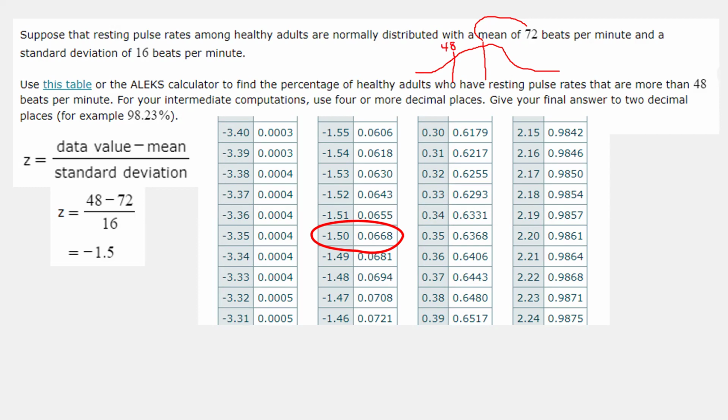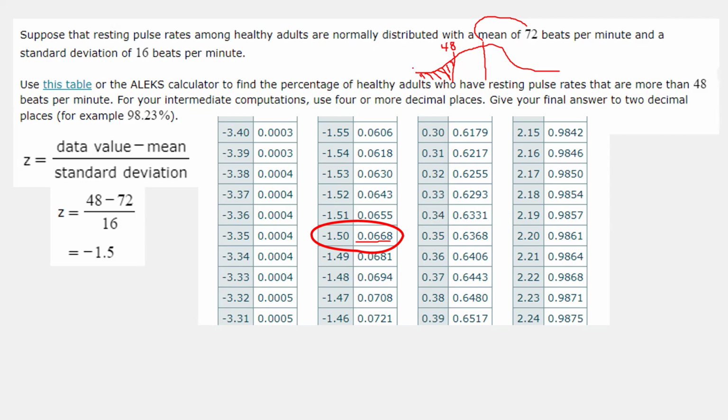And what happened here is that this value is giving me how much is less than. And it's going all the way, all the way. This is everything that's less than. So if I want to know how much is more than, so I don't really want less than, I want more than. Here's what I know.